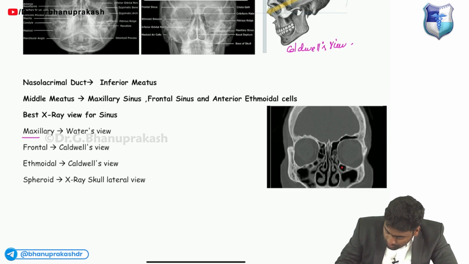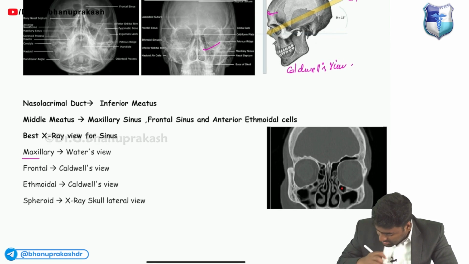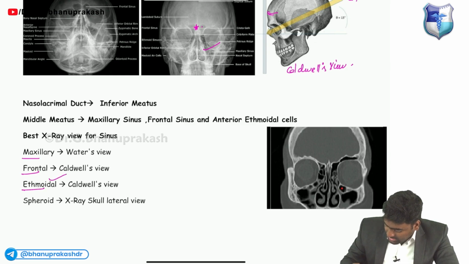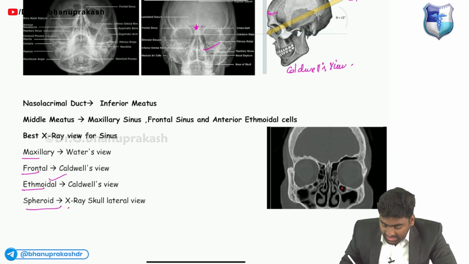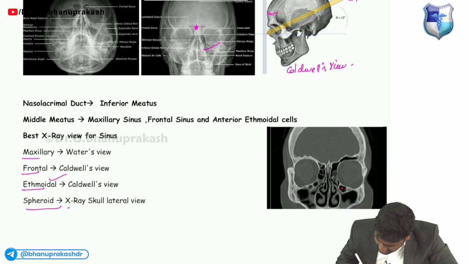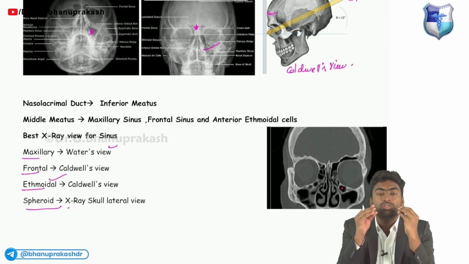So this is the Caldwell's view. We know this Caldwell's view is mainly useful for the frontal sinuses and the ethmoidal sinuses. ठीक है, और sphenoid sinus देखने के लिए हम क्या करेंगे? We'll take from the lateral side. Whereas for the maxillary sinus हम Waters view लेंगे, और मैंने बोला कि you should keep the water in, so you should close the mouth.